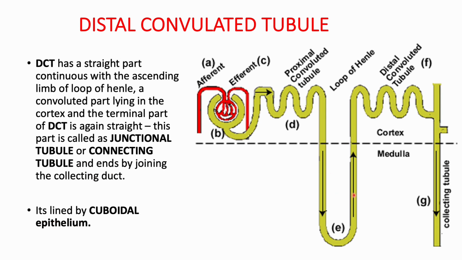The ascending limb of the loop of Henle continues as the distal convoluted tubule. So the straight part that is continuing with the loop of Henle is straight, and then we have the convoluted part. This convoluted part at the terminal end of the DCT again becomes straight, and this part is the junctional tubule or the collecting tubule, and it ends by joining the collecting duct. The epithelial lining here is cuboidal epithelium.